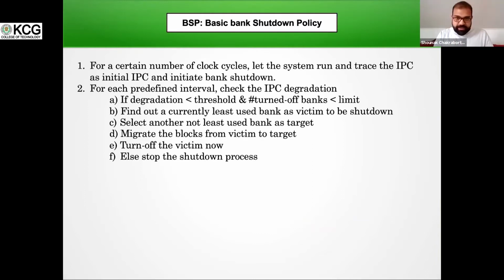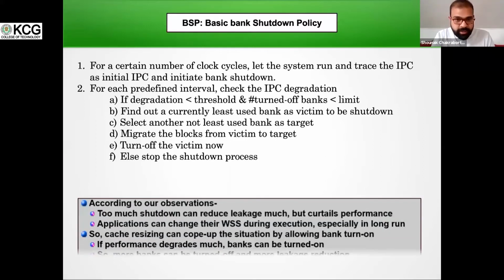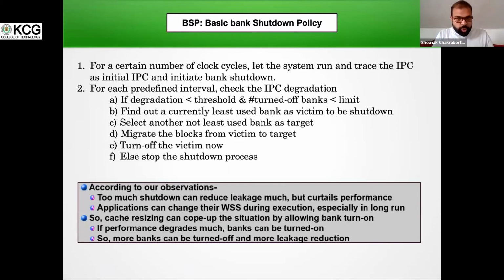First you collect the IPC, that is the instruction per cycle, as a performance parameter. You keep looking at the parameter periodically and at your number of turned off banks, which should not cross a certain limit, because you need the least amount of cache space to cater your current application. So you have to consider the number of banks turned off as well as the IPC. Once they are within some certain limit, you can turn off some bank after doing some relevant migration to the target from victim. But according to our observation, too much shutting down can definitely reduce a lot of leakage power, but it will curtail some performance.